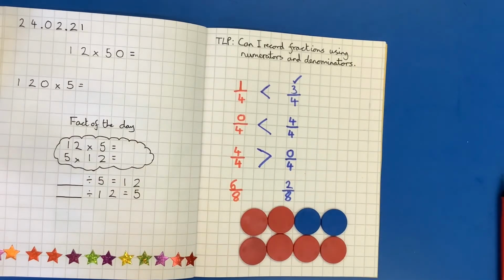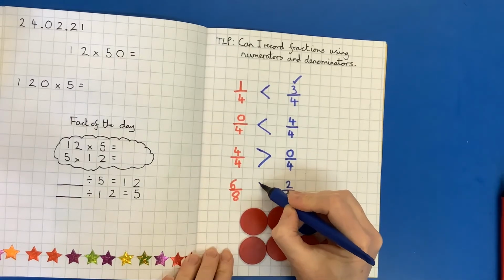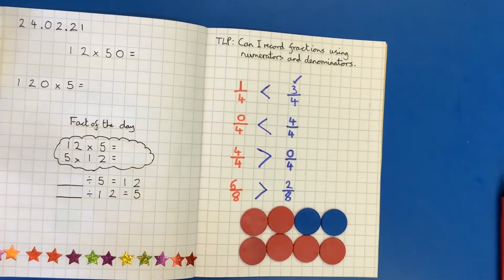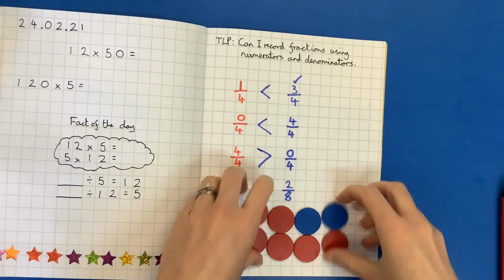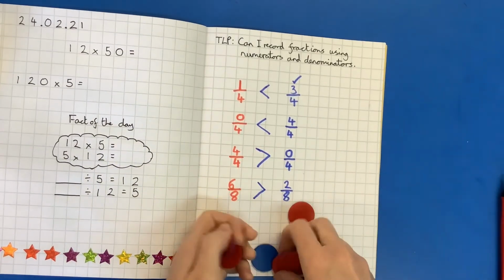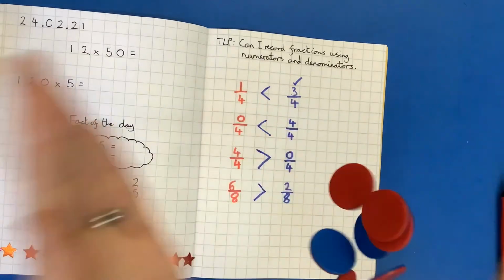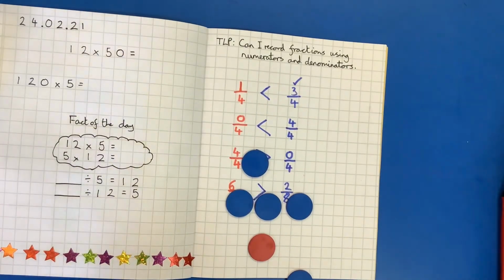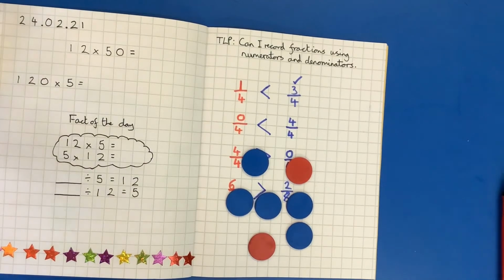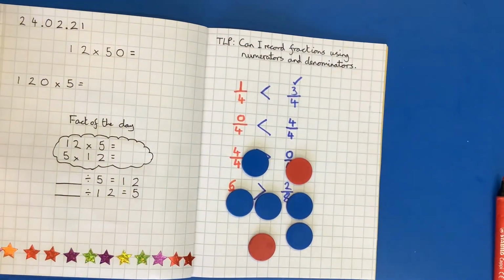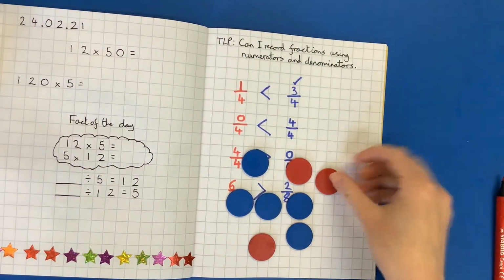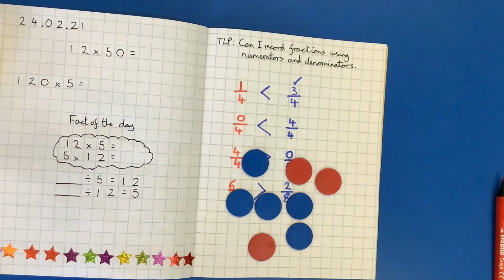So who's won this time? Who's got the most? That's right. 6 eighths are greater than 2 eighths. Right, I'm hoping for a different one this time. If I don't get a different one, I will have to have another go, I think. Oops, I have lost one off the table, but that's okay. Oh, thank goodness for that. That is a red, so I have got a different one this time.